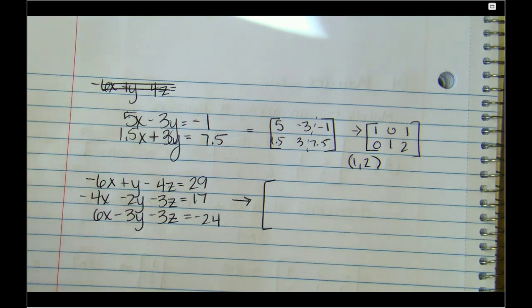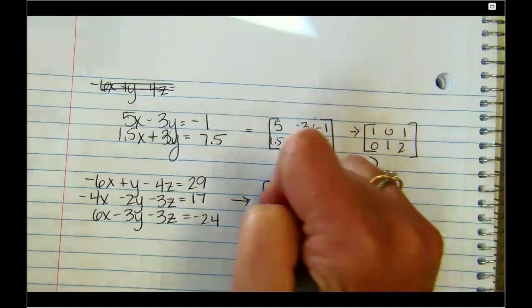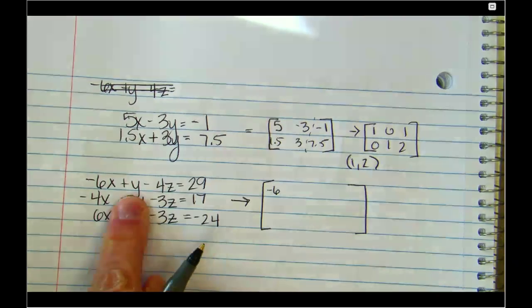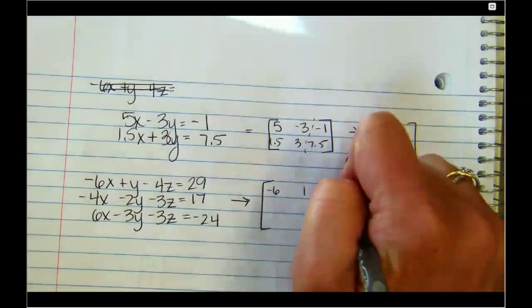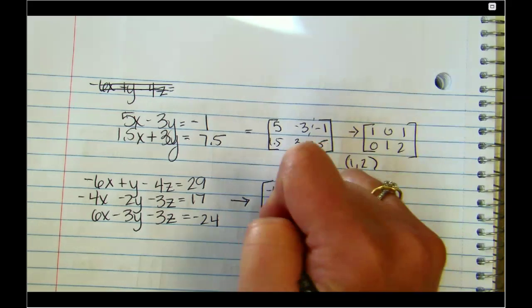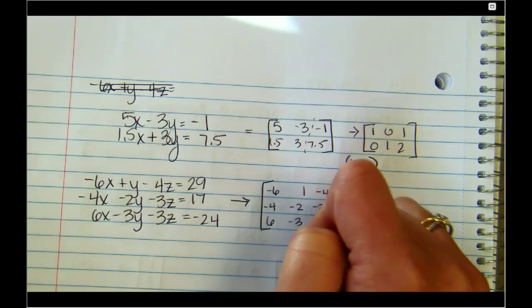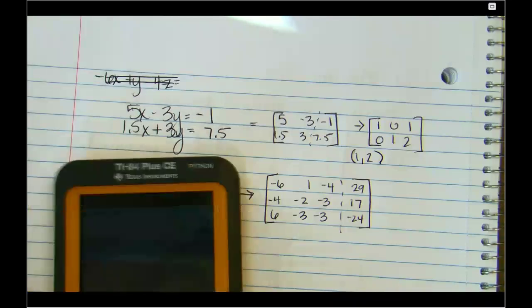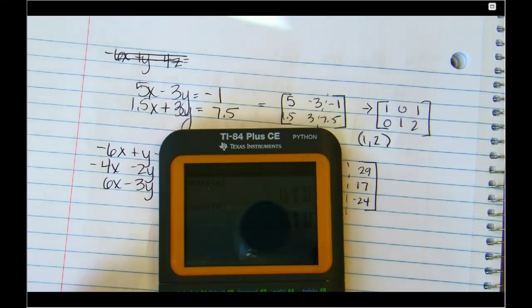Okay, what size matrix is going to be your equation matrix? 3 by 4, right? Because we got 4 numbers in there because we always got that equal sign in there. So -6. What is row 1, column 2 going to be? -4, 29. -4, -2, -3, 17. 6, -3, -3, -4. Now, listen, you can save yourself before you start putting things in.